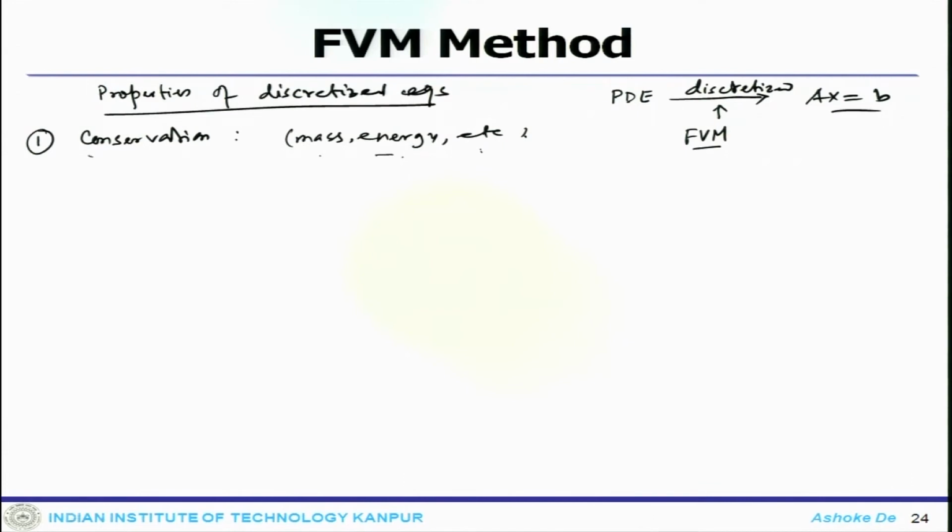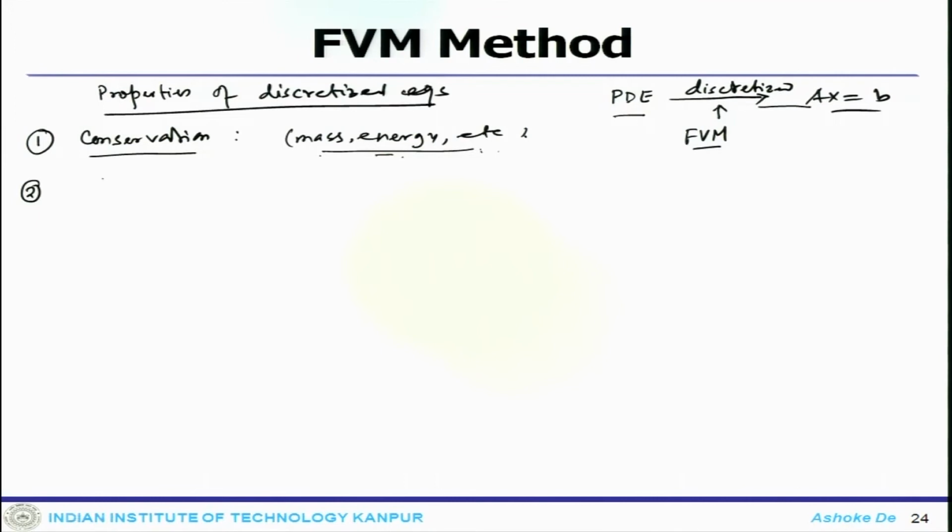So, this is one of the very important or fundamental properties. First thing, one has to make sure that the physical properties or conservative properties are properly conserved when you move from the differential equation to the discretized equation. So, you cannot afford to lose any conservative property.